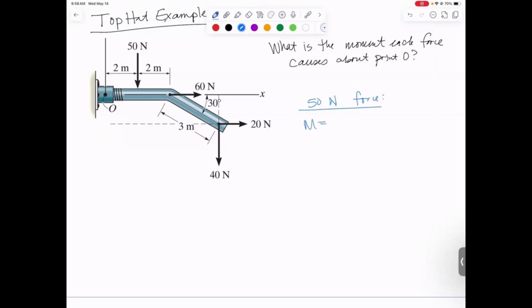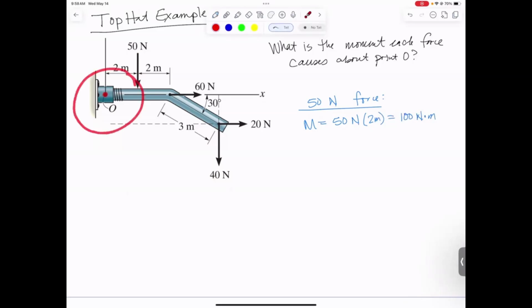Well, you can use the force times the perpendicular distance because the perpendicular distance is right there. The force is vertical, perpendicular distance will be 2 meters. So 50 newtons times 2 meters, that looks like 100 Newton meters. And the only other thing you have to figure out is it clockwise or counterclockwise? Think of your point as being the middle of the clock.